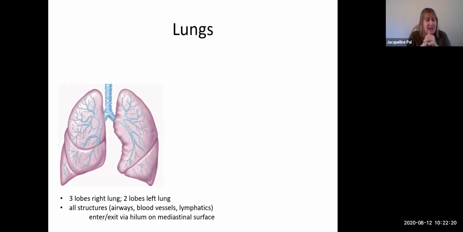Now, all structures have to enter the lungs through one area. That includes the airways and the blood vessels and the lymphatics. And that area where everything goes in and out is known as the hilum of the lung. This is not the first, nor will it be the last structure that has a hilum. We saw them in lymph nodes. We had it in the spleen. We're going to have it in the kidneys. It's a great organizational way where you only have one entrance and exit for everything.